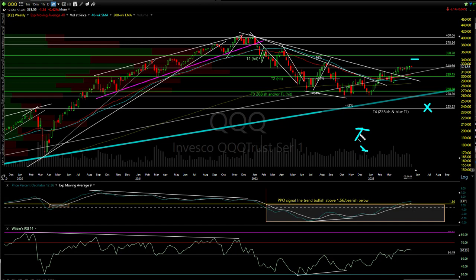And if you don't have OCOs, what happens? If one gets hit, the other's still standing. In a volatile market, you can have that other order filled. So anyways, that's what the OCO orders do. I always set them good to cancel. That means they're going to stay on the system at least for a couple months.